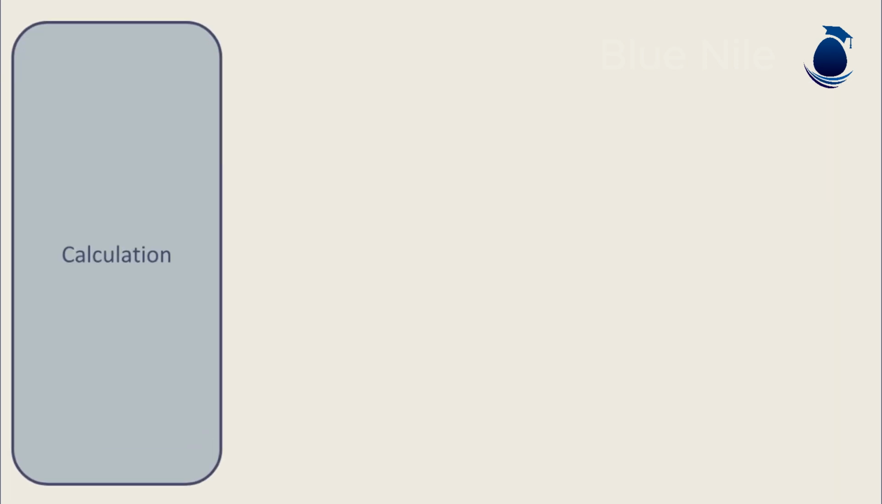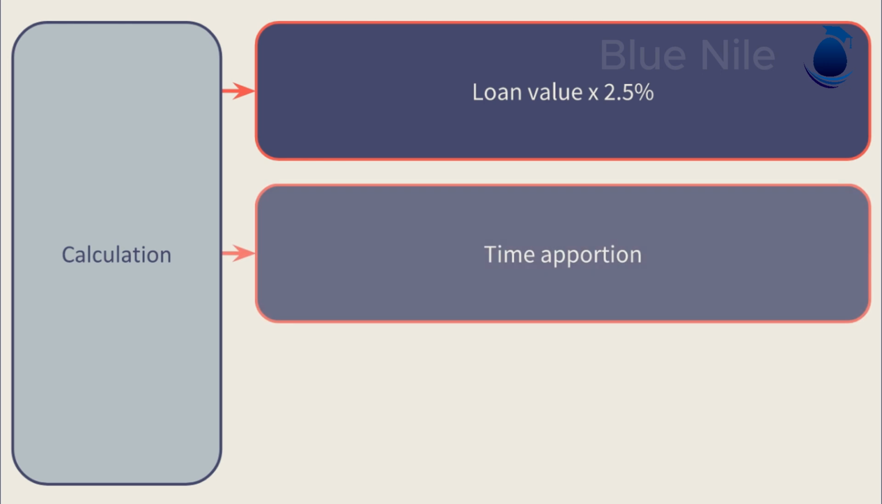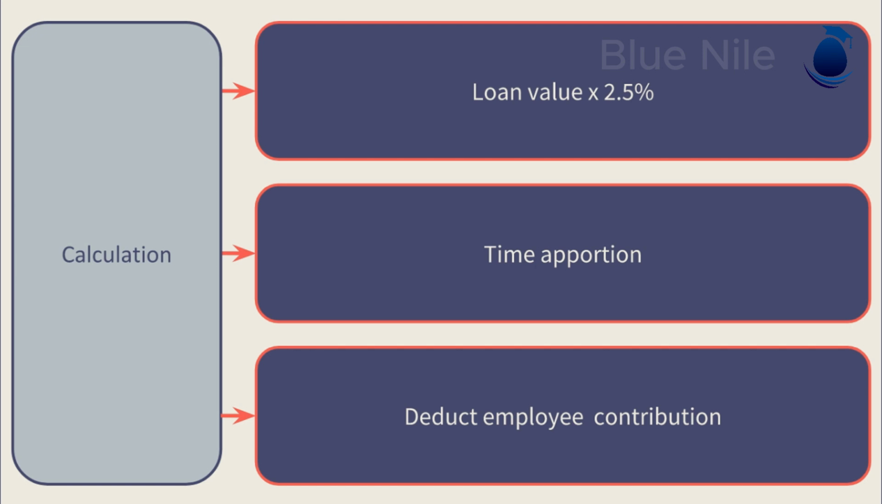The calculation is in principle relatively straightforward, but there are some complex issues to look at. The formula is to take the loan value and calculate an interest charge using the official rate of interest given as 2.5%. This is another example of a benefit which applies those general principles, so we time portion if the loan doesn't exist for the whole tax year, and we can deduct any interest which the employee pays to the employer.